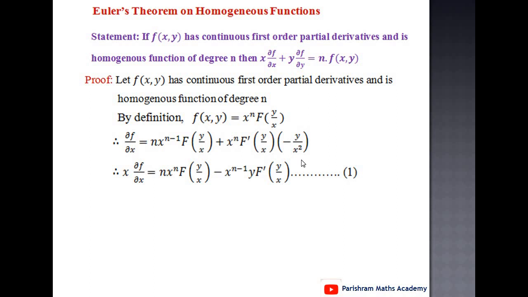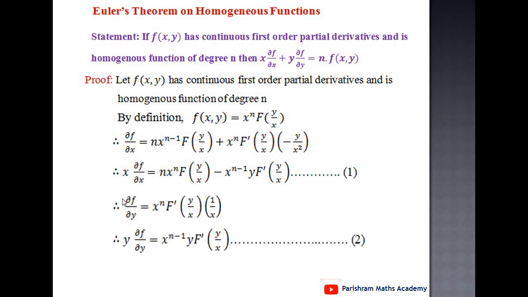And therefore by multiplying by x we get x into partial f by partial x equals n into x raised to n minus 1 into x, which is nothing but x raised to n into F of (y upon x). Then the second term is here minus. If you multiply by x, we get x raised to n minus 1 into y into F dash of (y upon x). Here x raised to n upon x square, we get x raised to n minus 2, and multiplying by x, we get x raised to n minus 1, and then into y into F dash of (y upon x). This is the derivative of function f with respect to x, multiplied by x. This is equation number 1.